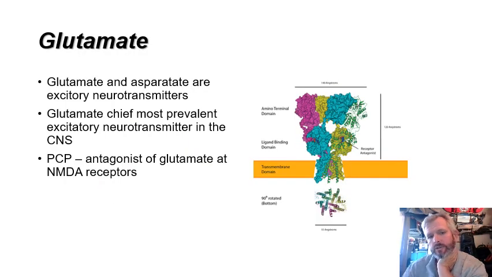So the last two neurotransmitters we're going to look at are glutamate and GABA. These are the most prevalent neurotransmitters in the central nervous system. Glutamate is the most prevalent excitatory, and GABA is the most prevalent inhibitory neurotransmitter. You can see glutamate activates many regions of the brain. So you can imagine if there are any drugs that affect signaling of glutamate, it would have a pretty drastic effect. One such drug is PCP. We've heard of PCP. It is an antagonist at the NMDA receptor for glutamate.